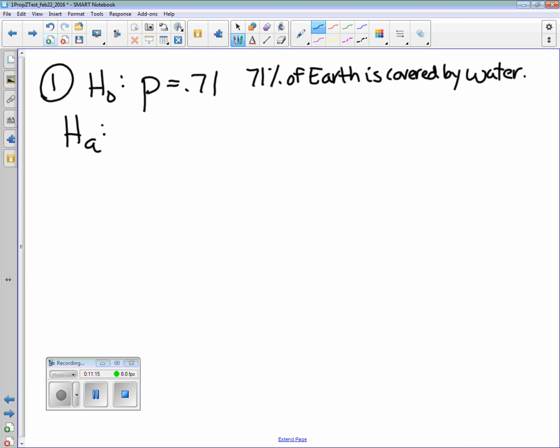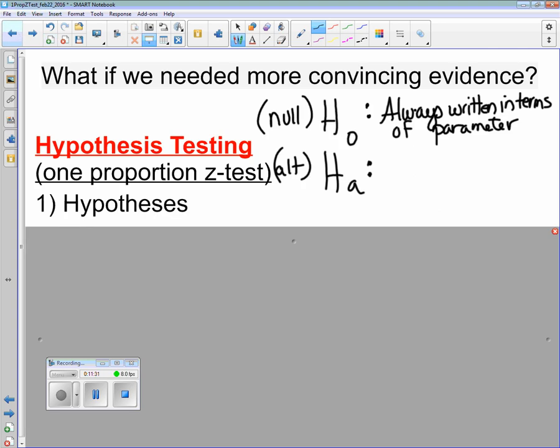So you need to write the mathematical sentence and the context that goes along with it. Both are important. Okay? When we talk about the alternative hypothesis, you have three choices. I'm going to write what those three choices are here. You can either say greater than, less than, or not equal to.